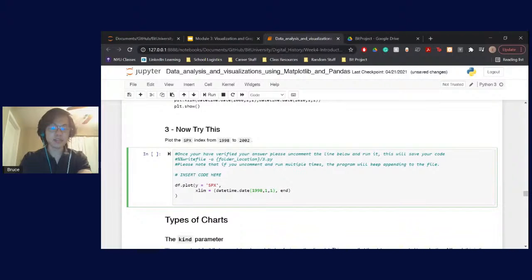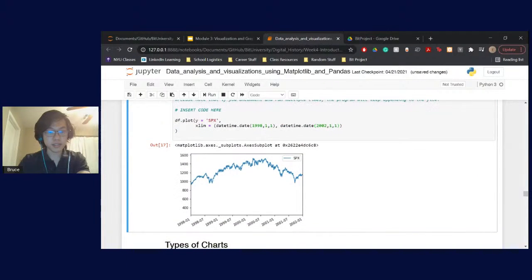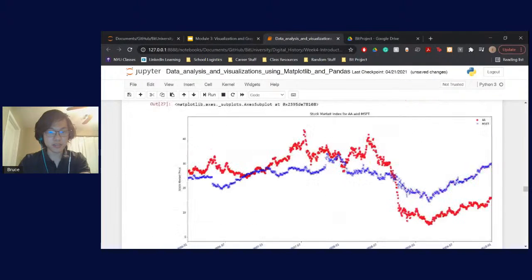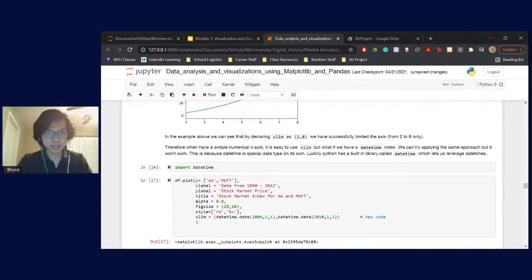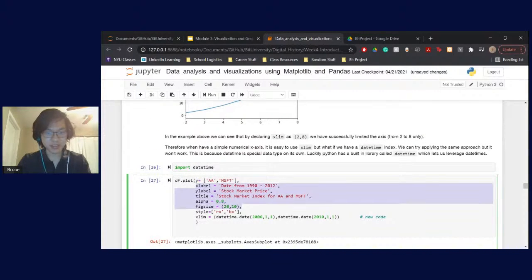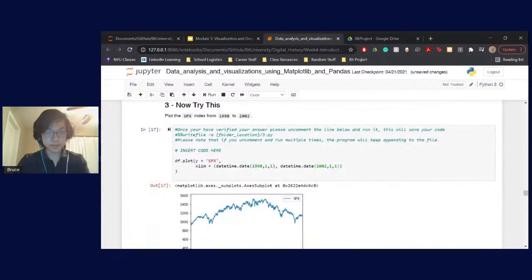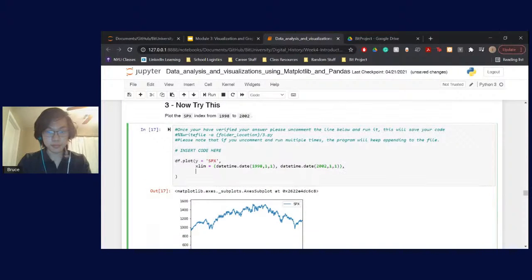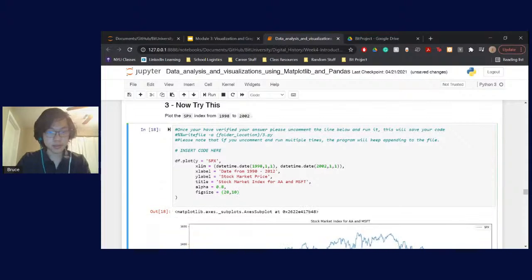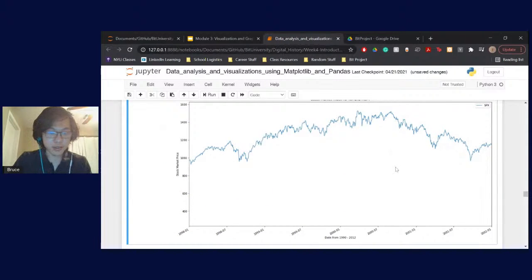And let's say we're going to look from January 1st. And what's the end? It's the date, so we need to make the datetime object again. That's in 2002. And here we are. I haven't passed in any of the other parameters, so let's just copy and paste them over. And there you are. We are only looking at the values from 1998 to 2002.